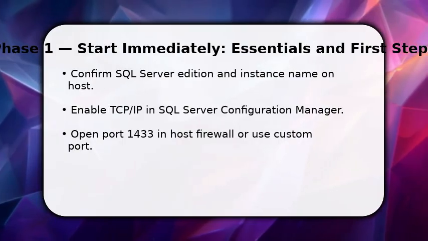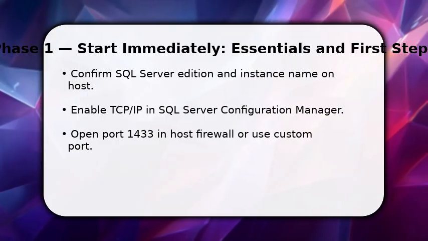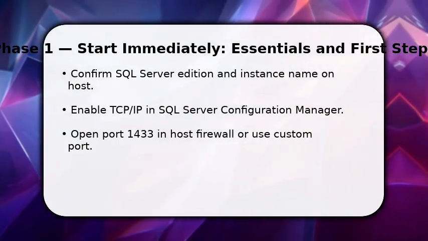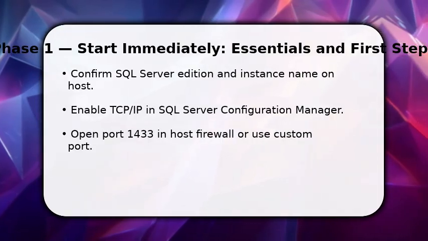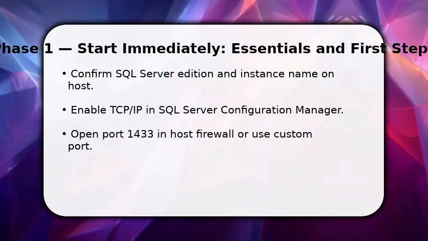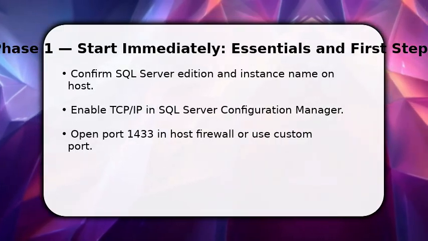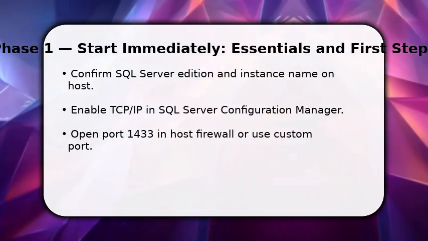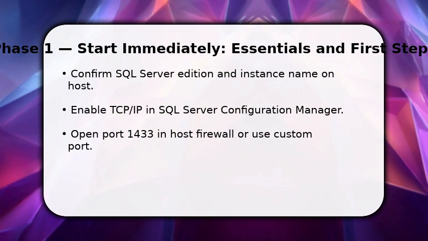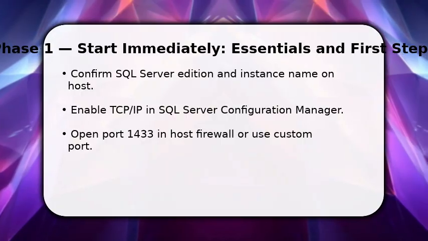You start by confirming prerequisites and then take immediate action. First, verify the SQL Server instance name and edition on the host. This tells you connection string details. Next, enable TCP/IP in SQL Server Configuration Manager so remote protocols listen. Then open port 1433 on the host firewall or note a custom port if used. Once done, restart the SQL Server service to apply network settings. This step makes the server reachable from another.